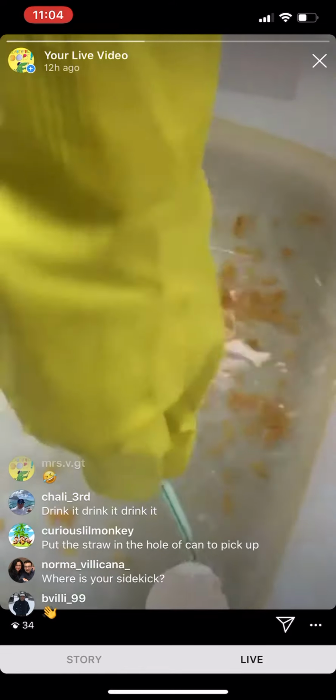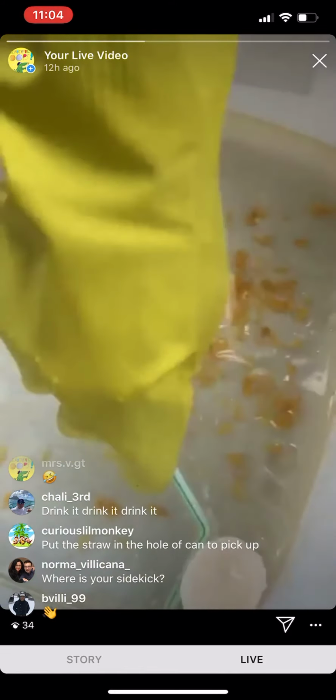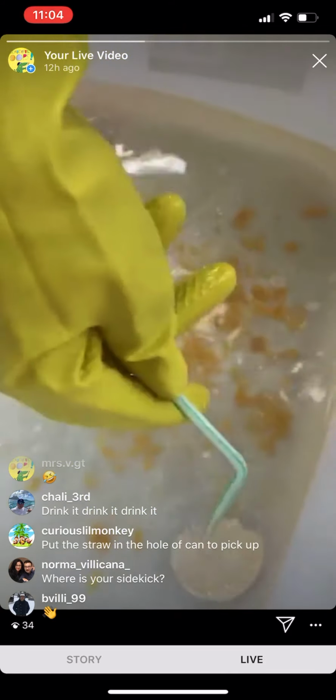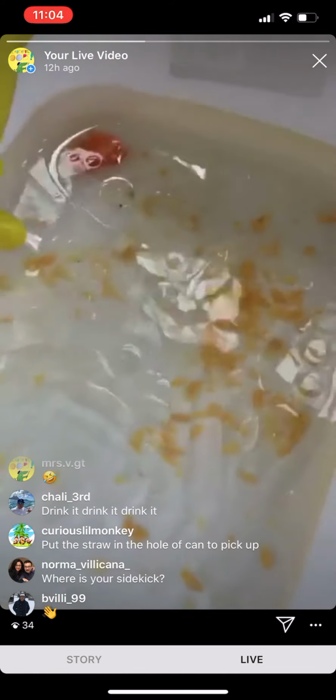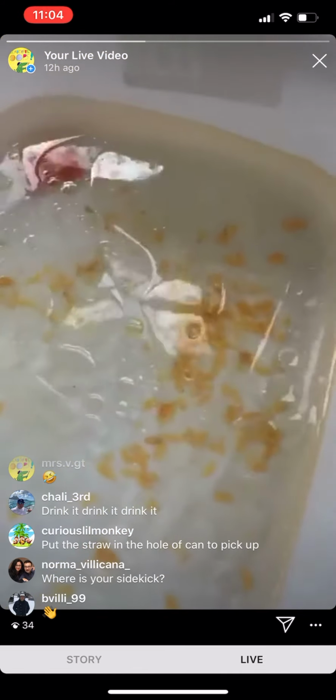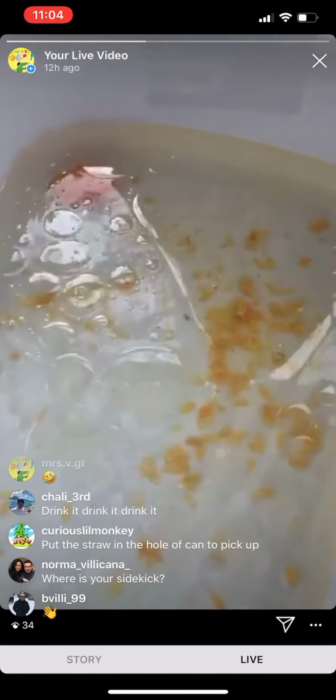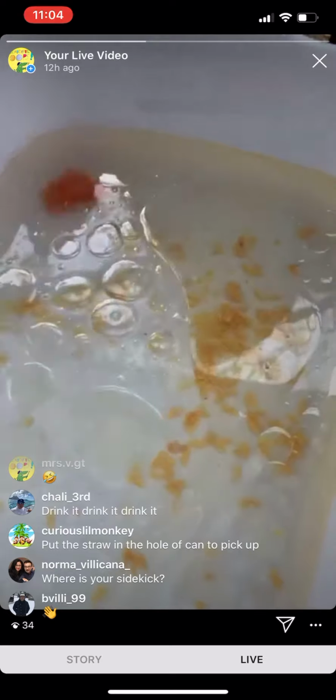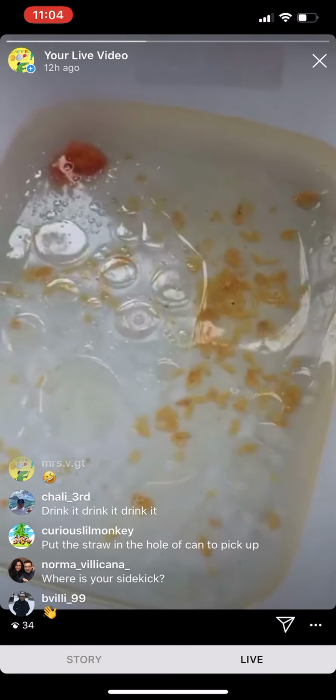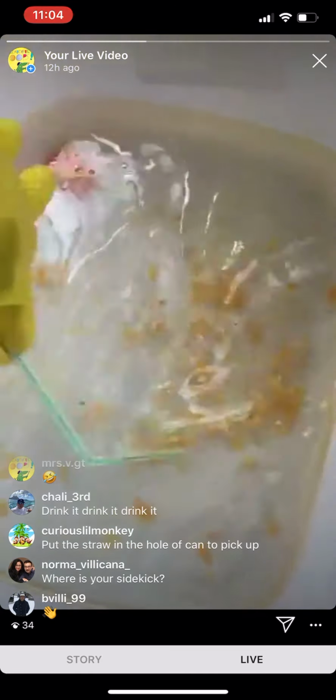Everybody wants to know where science sidekick is, Jordan. He's asleep today. He did not want to wake up, Mr. Jordan. I had to call him at like 5 minutes before we started, and he didn't want to wake up. Okay, now.